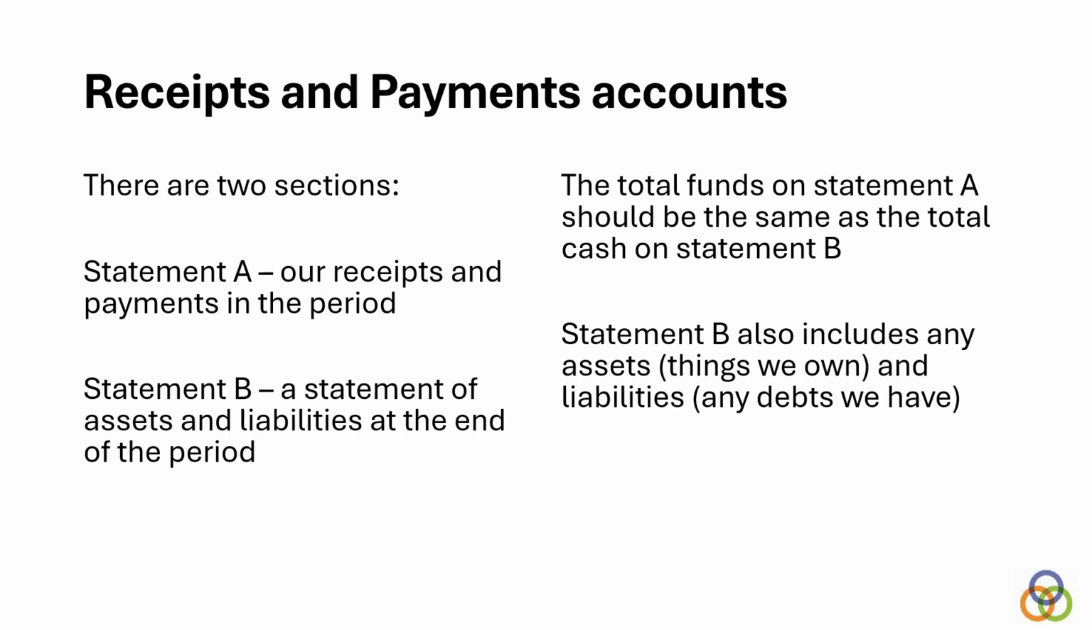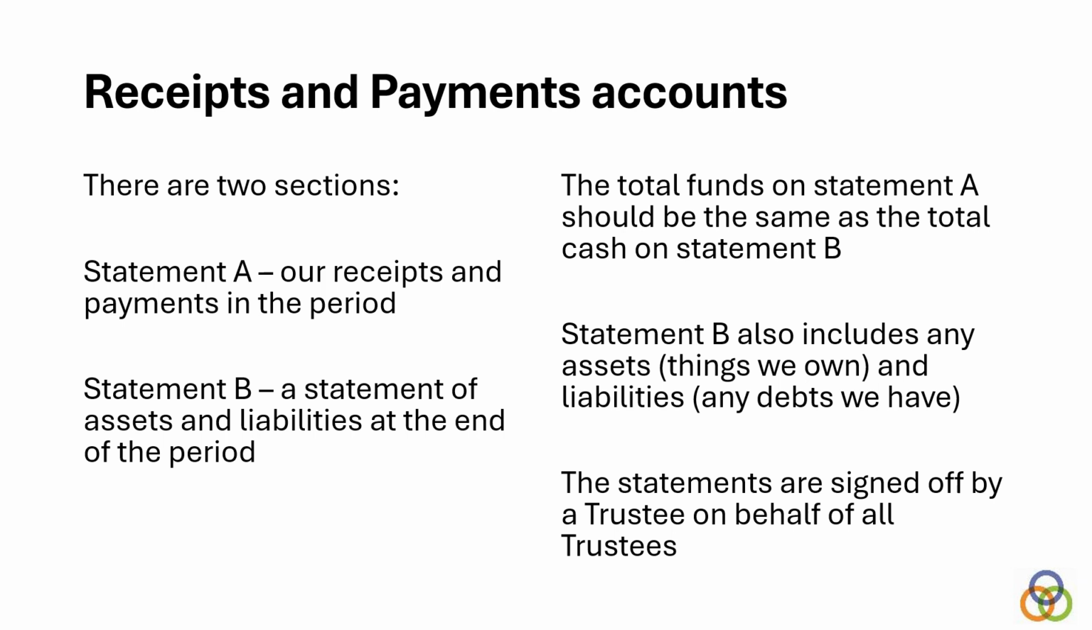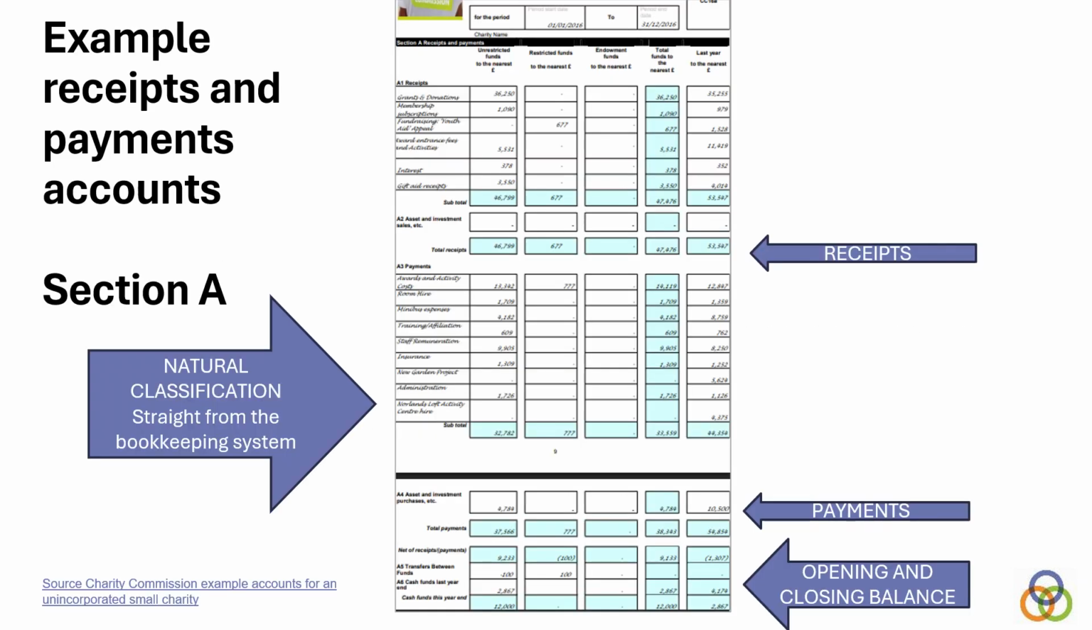And statement B also includes any assets that we own or any liabilities, any debts that we have. The statements are signed off by a trustee on behalf of all trustees. So I really invite you to get curious, get into the numbers and make sure you're happy with them.